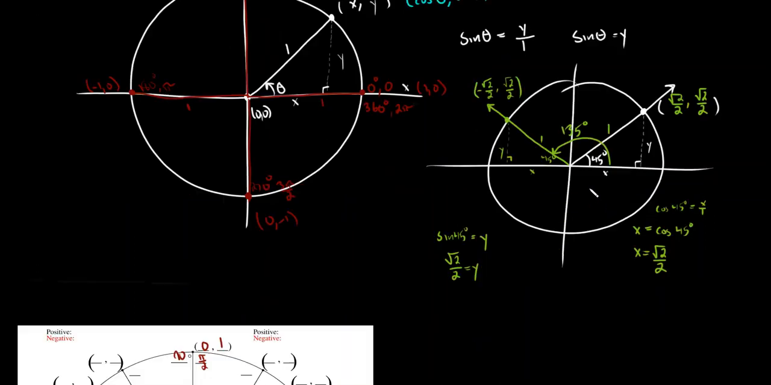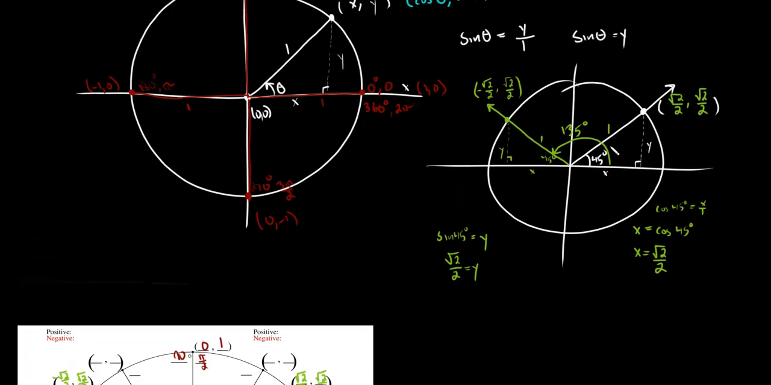Okay, so we can kind of fill that in. So here at 45 degrees, the coordinate was root 2 over 2, comma, root 2 over 2. And here at 135 degrees, it was negative root 2 over 2, comma, root 2 over 2. Okay? And that's very, very important. Notice that if they have the same reference angle, they have roughly the exact same coordinates.